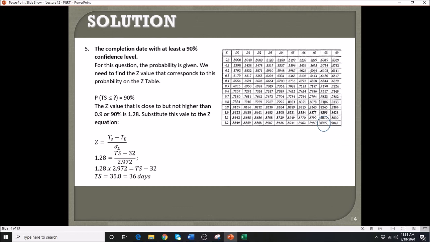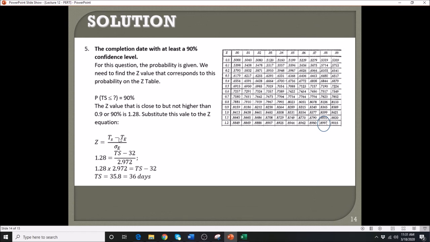So remember, the closest to that 90%, but it must be less than or equal to 90%. So in this case, we have 0.8997, and that is located at 1.2 plus 0.08, that is 1.28.